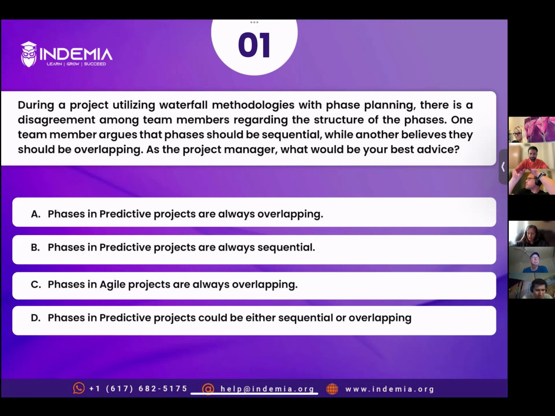Priya, you have chosen option B. Yes, for the same reason as the other two participants mentioned, I think you can only have phases sequentially, one after the other. All right, thank you.